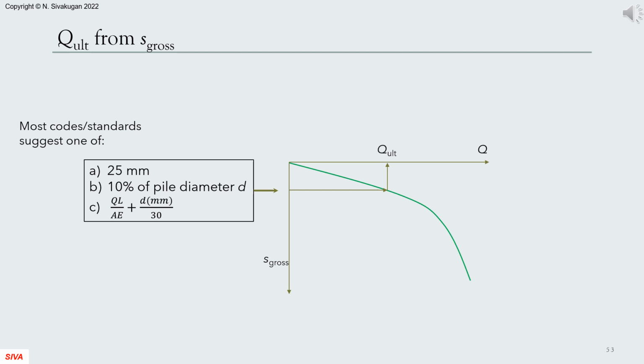Most standards or codes define the ultimate pile load as the one that corresponds to pile head settlement of (a) 25 mm, (b) 10% of the pile diameter, or (c) QL on AE plus D on 30.